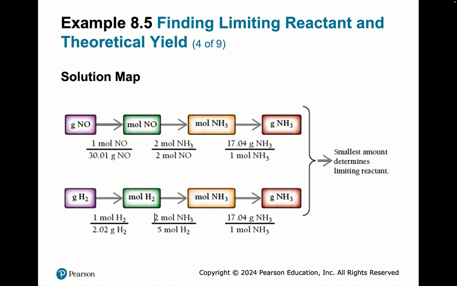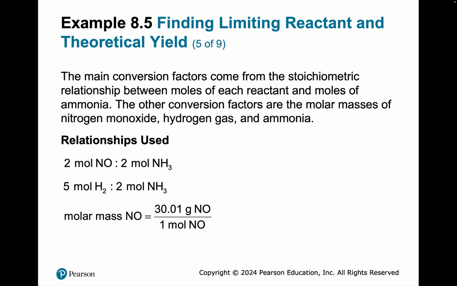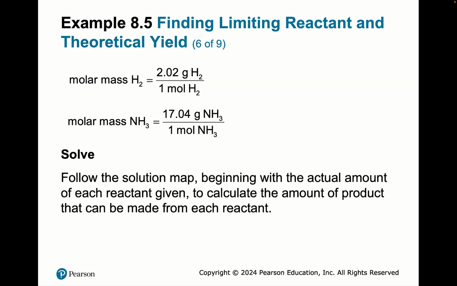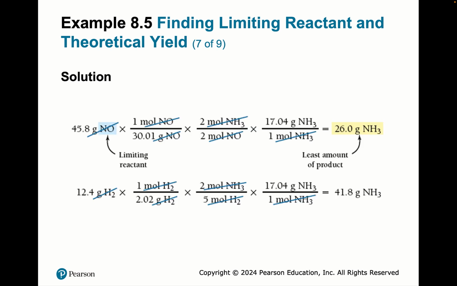Okay, and this is the way you go. You start off with the mass of the reactant, to the moles of the reactant, to the moles of the product, and then the mass of the product. And then we have to pick the one that's the smallest. So here are some of the relationships that are used and the molecular weights of these. Hydrogen is 2, ammonia is 17. Let's go ahead and do this.